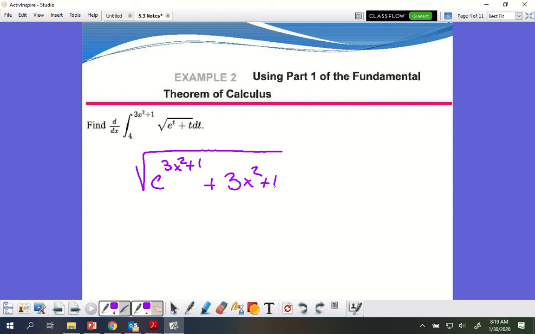Didn't I say chain rule? Yes. So then the inside of it, and then from there we use chain rule? Times? Times what? 6x? Wow.